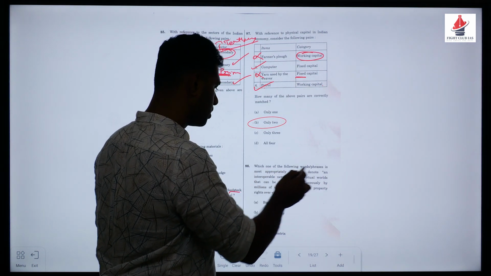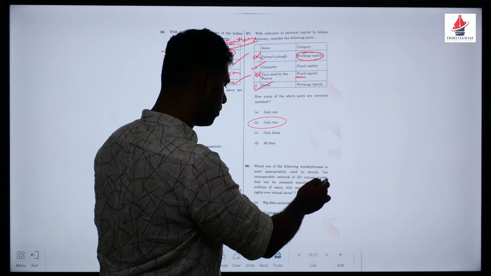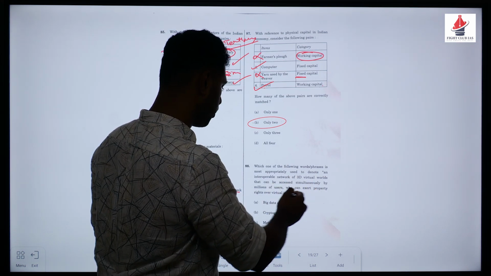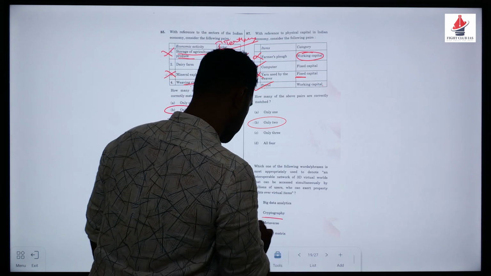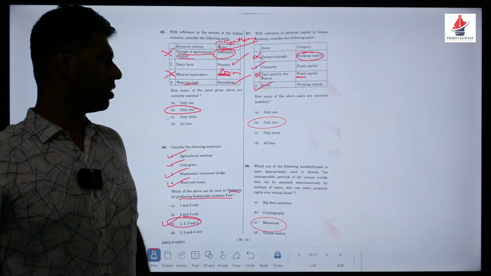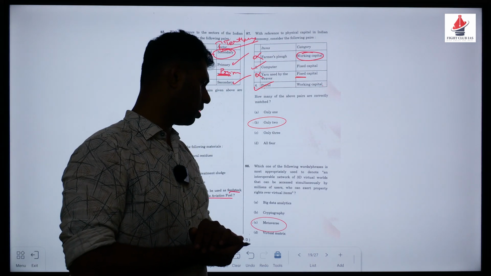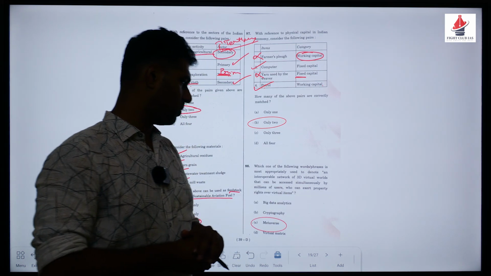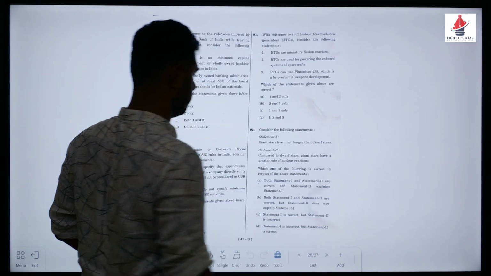Which one of the following words or phrases is most appropriately used to denote an interoperable network of 3D virtual worlds that can be accessed simultaneously by millions of users who can exert property rights over virtual items? It is metaverse. Metaverse is where you have the interoperable network of 3D virtual worlds. So this has been much in use, creation of metaverse-based products. Answer is metaverse, right? Where you can claim assets.